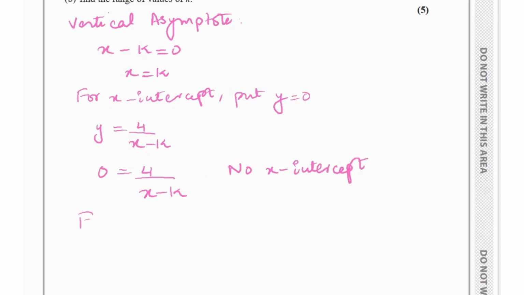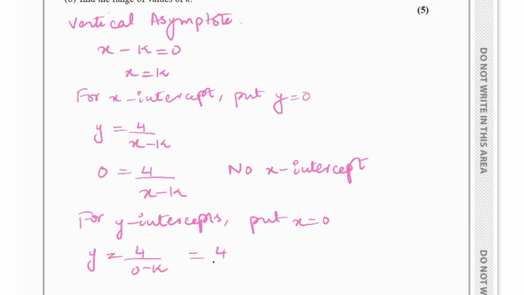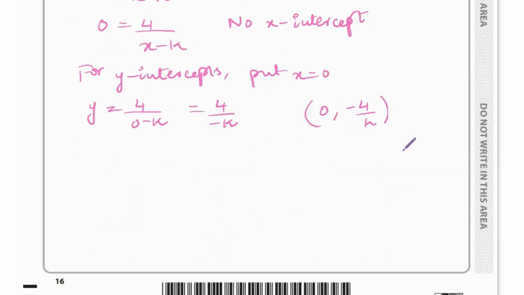Now for the y-intercept, put x equals 0. So y equals 4 over 0 minus k. That's 4 over negative k. So your y-intercept is 0 and negative 4 over k. So now we sketch this information.